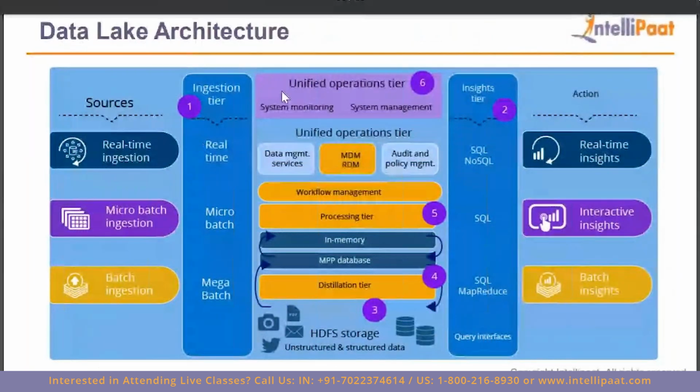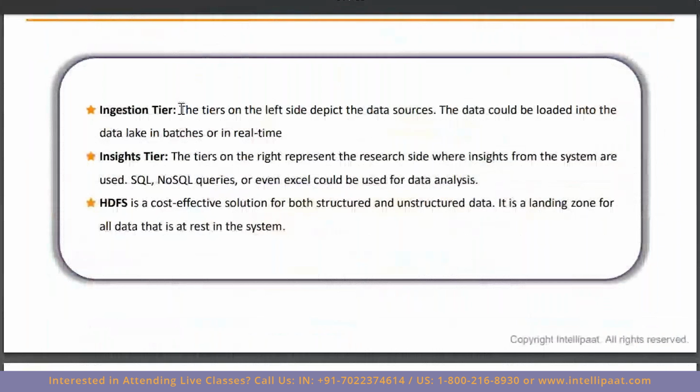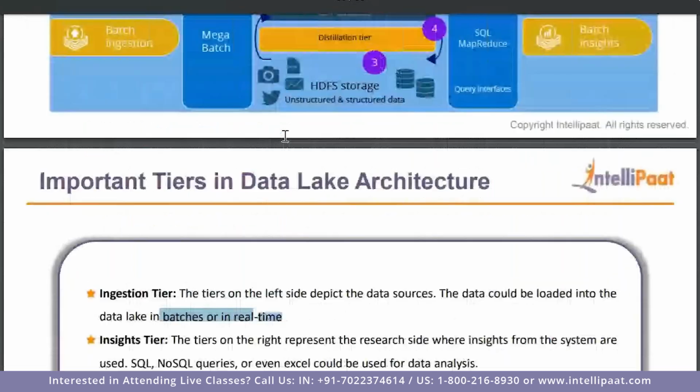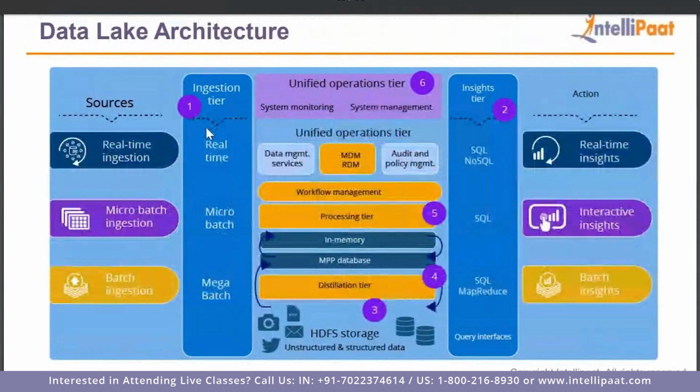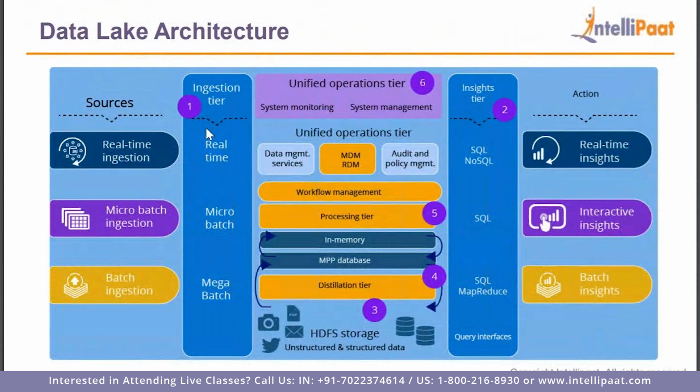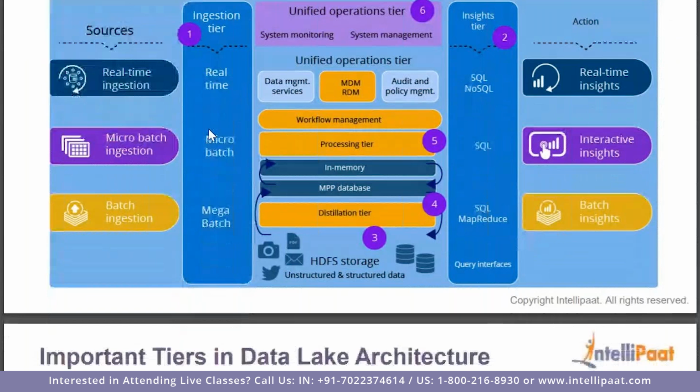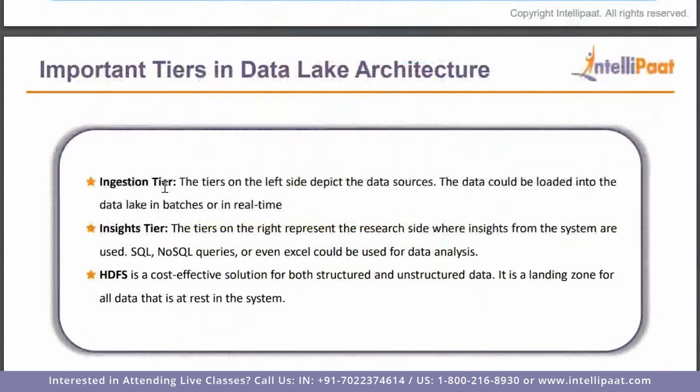The tier on the left side depicts the data sources. The data could be loaded into the data lake in batches or in real time. What it means is you can put batch-processing data, or real-time streaming can also be done. Even that data can be stored in your ADLS. When I say ADLS, I mean ADLS 2. Because now by default you will get the option of using ADLS 2 only, and most people will be using that. Only already developed systems which are on ADLS 1 are still using that.